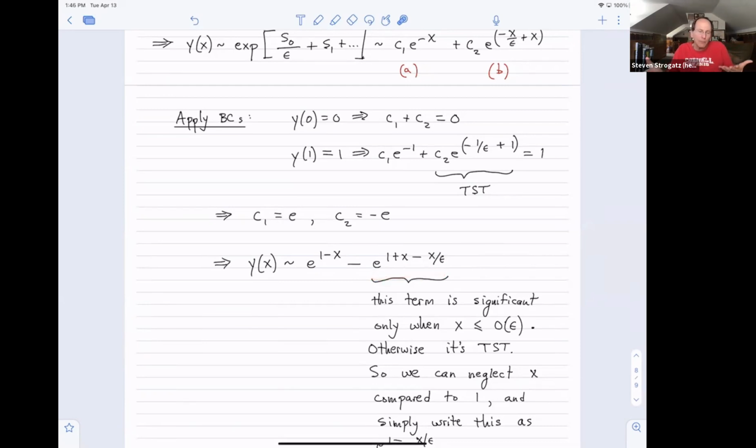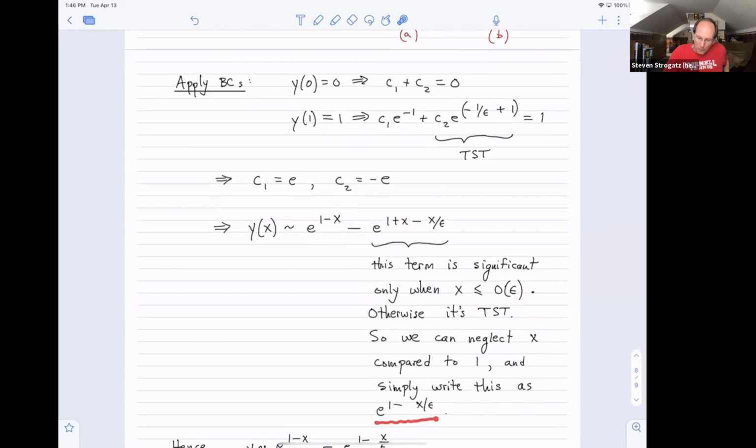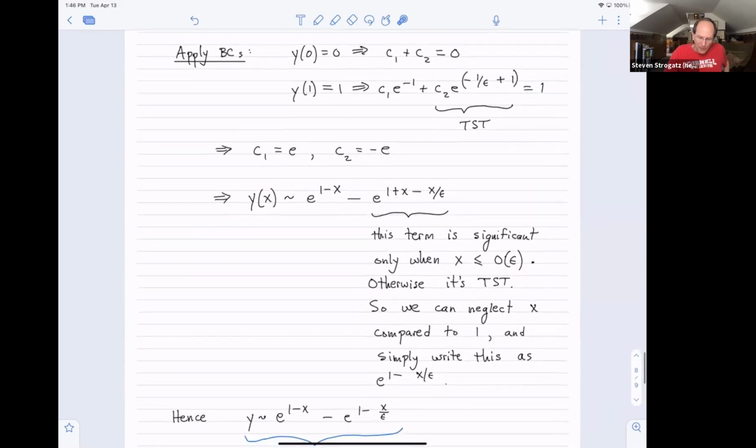So everywhere outside the boundary layer, this term is negligible. Whereas inside the boundary layer, it's not negligible. Then x is of order epsilon, and you have to keep this term. But what I'm trying to say is, now that we know the only place of interest is inside the boundary layer, the x is going to be negligible compared to the 1. Because now we're deciding that x is less than or equal to order epsilon. That's where we're paying attention. And so then we might as well ignore the x. So based on this argument, you might as well write this whole term as e to the 1 minus x over epsilon. And that will give you a uniformly valid approximation.